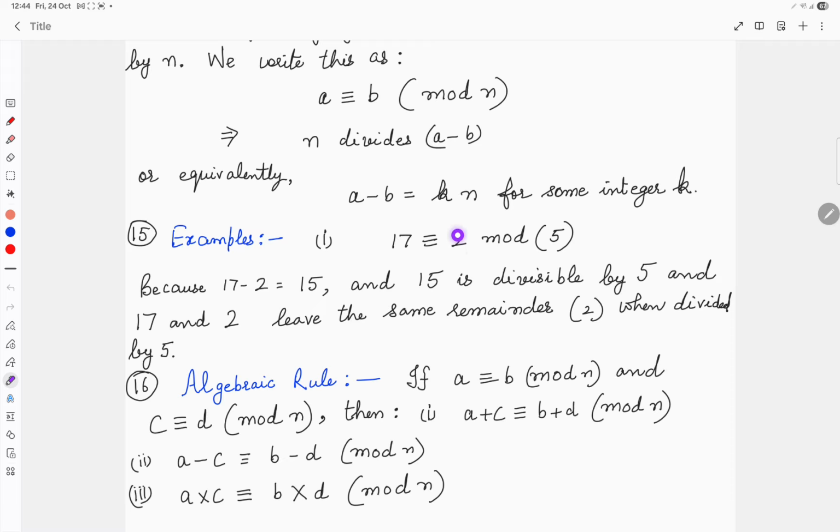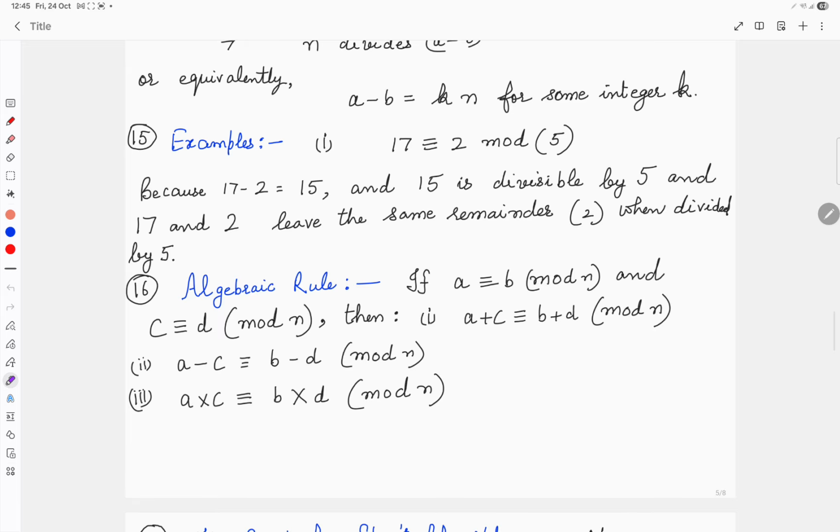Or if I find out the difference between the two, 17 minus 2 is 15. So that means 15 is divisible by 5. So therefore again the equation is true. That means 17 is congruent to 2 over mod 5. And these are some algebraic rules, like if A is congruent to B over mod n, C is congruent to D over mod n, then we can say A minus C is congruent to B minus D, or A into C is congruent to B into D, and A plus C is congruent to B plus D over mod n. So these are some extensions of the algebraic rules.